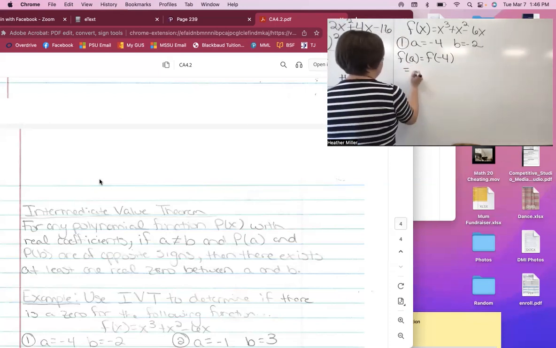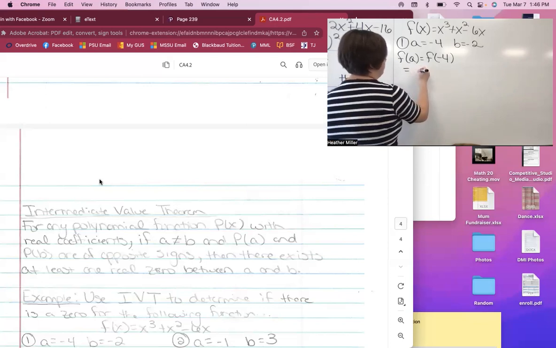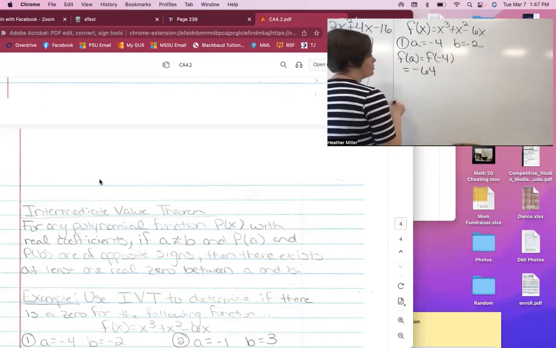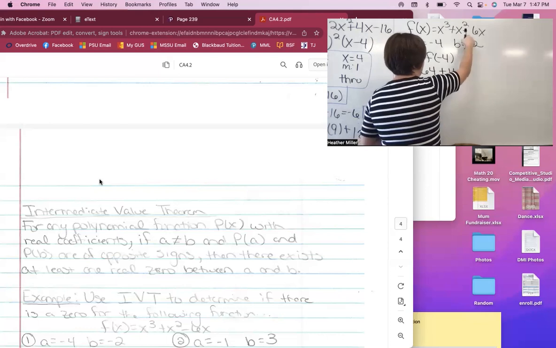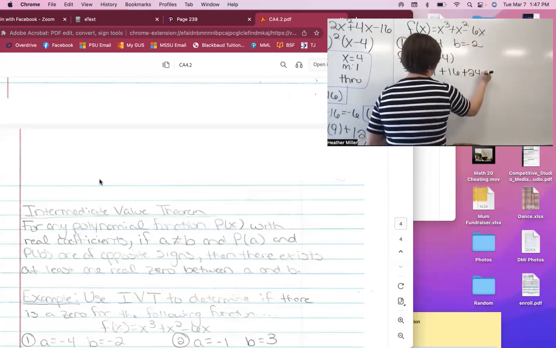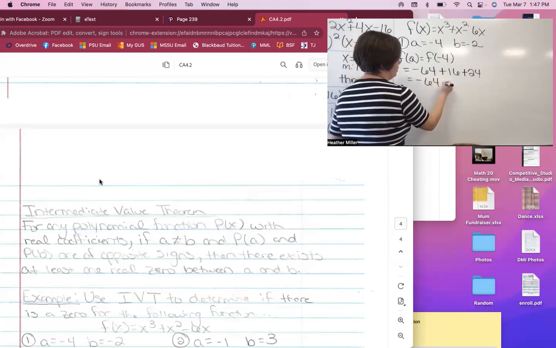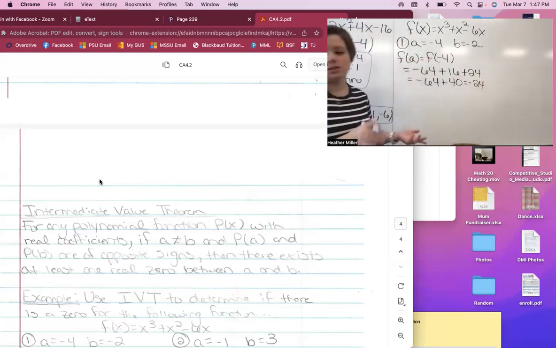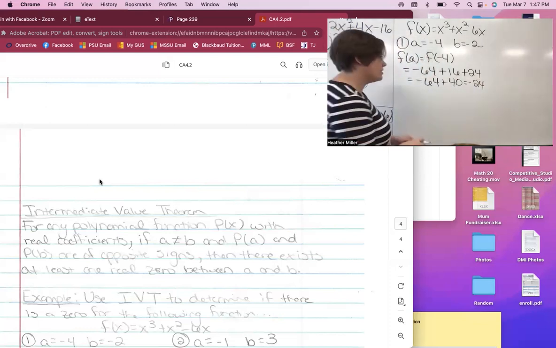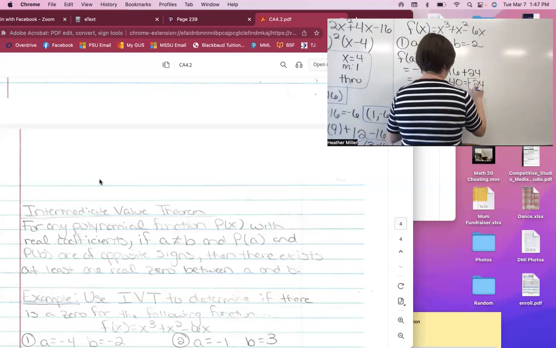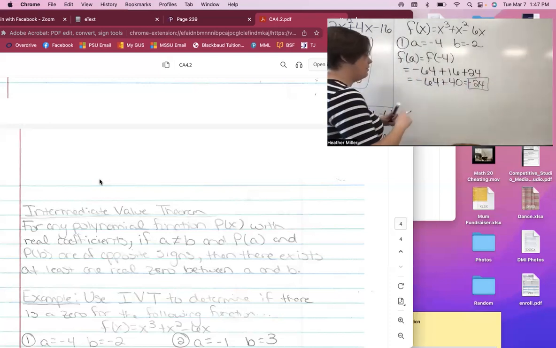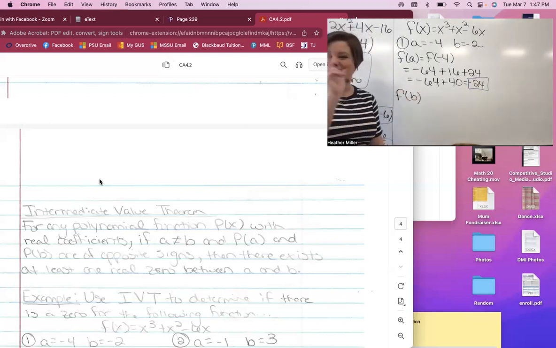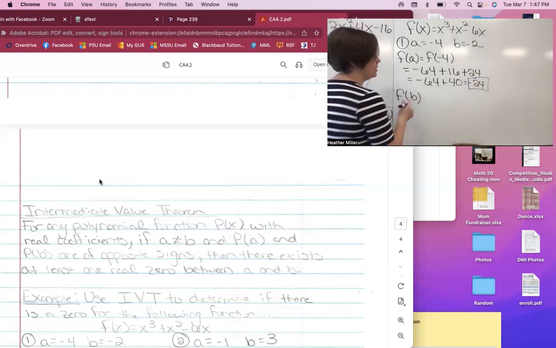So f of -4, that'll be -4 to the third, which is -64, plus -4 squared, which is a positive 16, minus 6 times -4, which is a positive 24. -64 plus 40 equals -24. Now, the number itself doesn't really matter. What matters is the sign. So we have a negative. So if, when we find f of b, we get a positive answer, then we can at least say that there's at least one zero that lies between those two points.